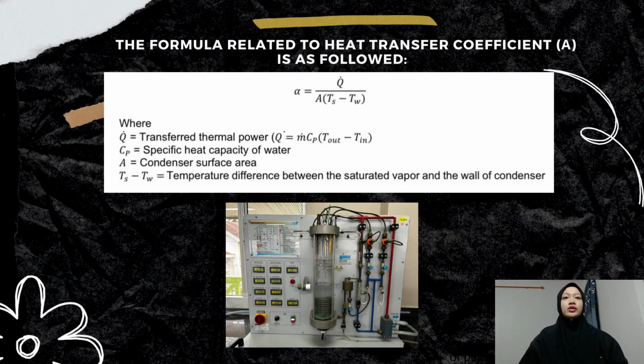This is the formula that is related to heat transfer coefficient: alpha equals transferred thermal power divided by condenser surface area multiplied by temperature difference between the saturated vapor and the wall of the condenser. And this is the apparatus that we use in this experiment.